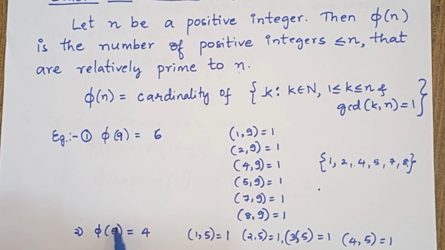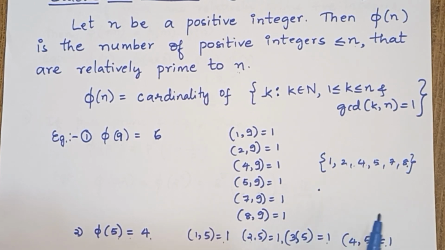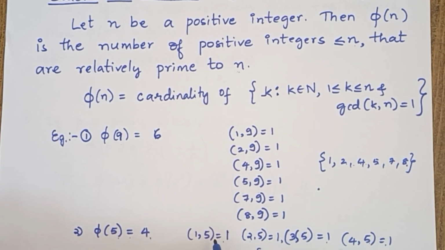Similarly, phi of 5 equals 4. 1 is relatively prime to 5. GCD of 2, 5 is 1. GCD of 3, 5 is 1. GCD of 4, 5 equals 1. GCD of 5, 5 is equal to 5, so it won't come under relatively prime. Therefore, 1, 2, 3, 4: these 4 integers are relatively prime to the given positive integer 5. Hence, phi of 5 equals 4.